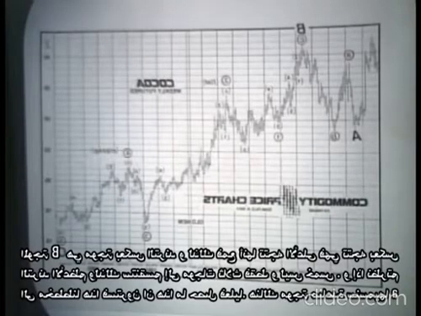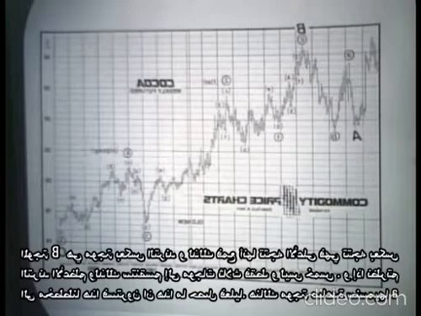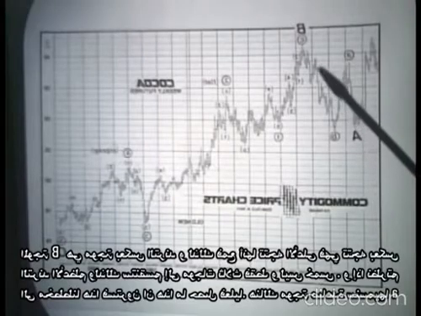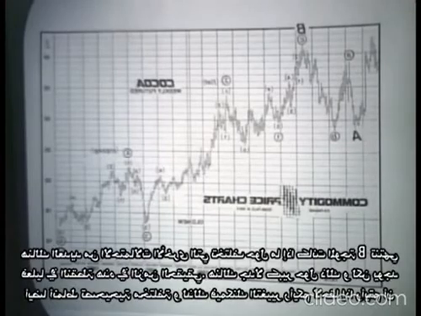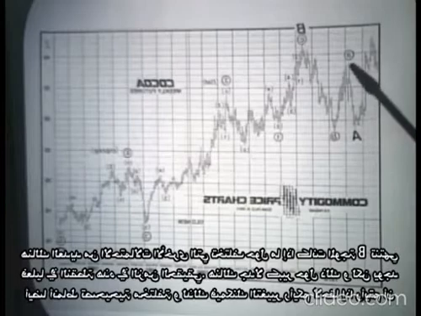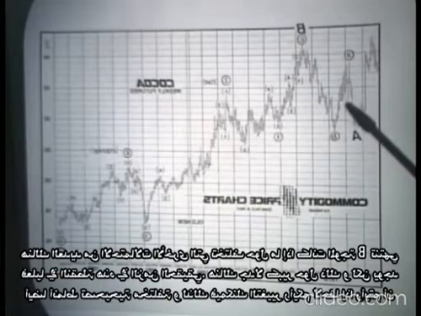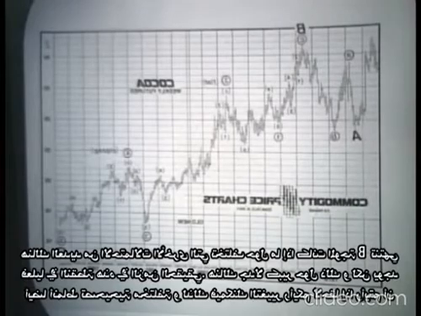Wave B is the counter trend movement. Therefore, even though it's heading upward, it is going against the larger trend, and therefore is going to subdivide not into 5 waves, but into 3. And if you look at that chart, that's exactly what happens. There's an upward movement for a smaller A, B, C, to complete wave B.